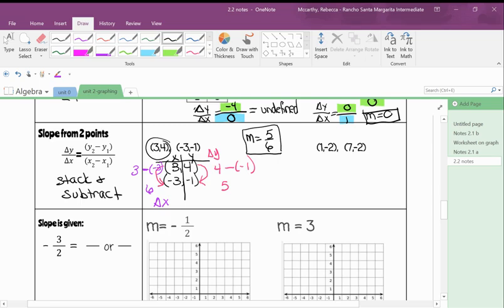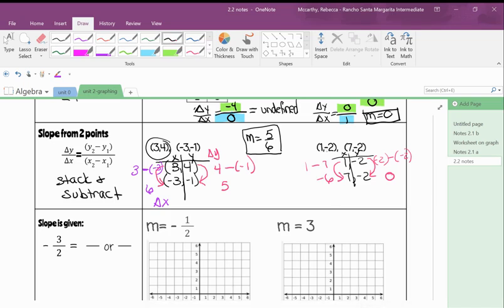Here's my next one. Again, I have 2 points, so I'm just going to stack and subtract. So I have 1, -2, and 7, -2. Again, doing my little t-table. Here's my x's and there's my y's. And I'm going to show the directions of which ones I'm subtracting, the order. So I know I'm going to subtract them. I have -2 minus a -2, and that simplifies to 0. This one I'm going to subtract them. 1 minus 7 gives me -6.